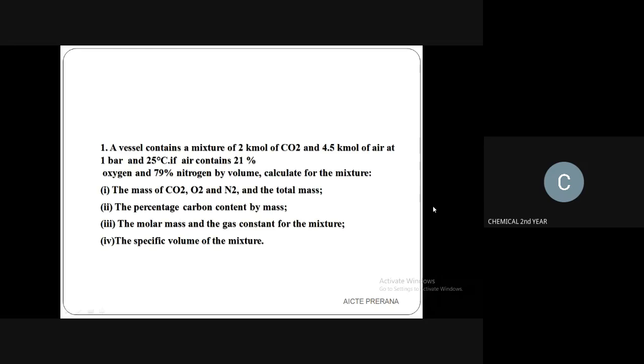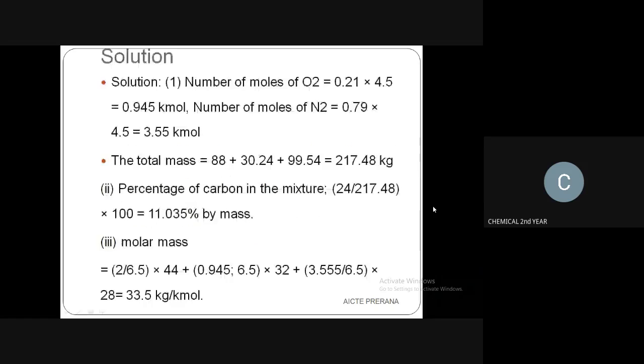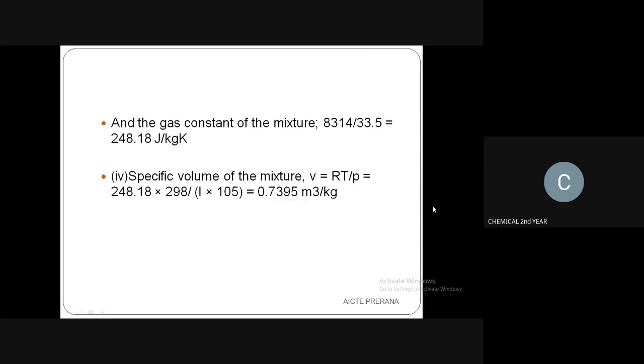Mass can be calculated as follows. Here they have given oxygen and nitrogen in percentages, so you have to convert them to moles, find the number of moles, and then find the total mass. After that you find the percentage of carbon in the mixture. Then molar mass can be calculated from the molecular weight of each component, and you sum them up.